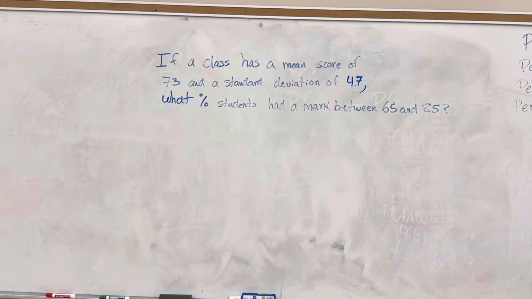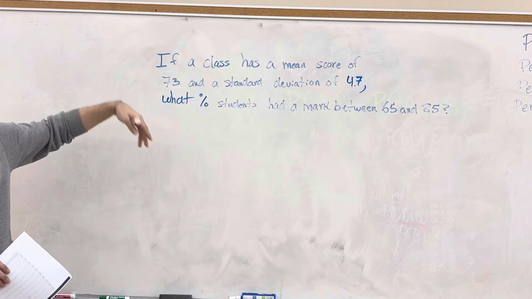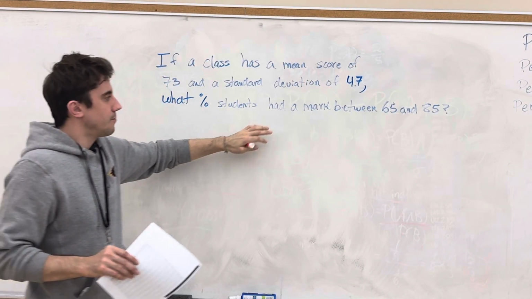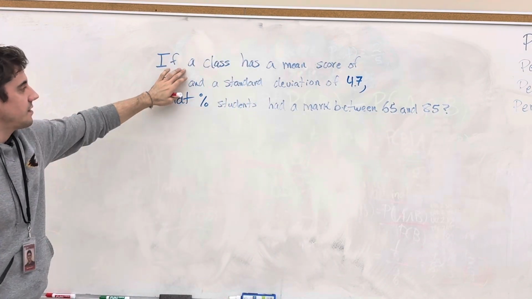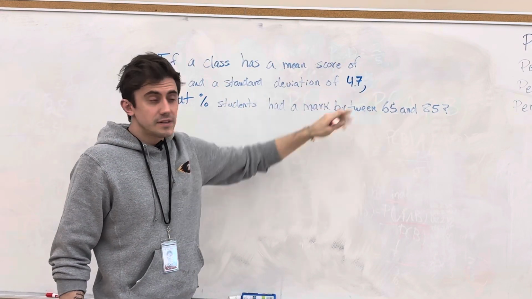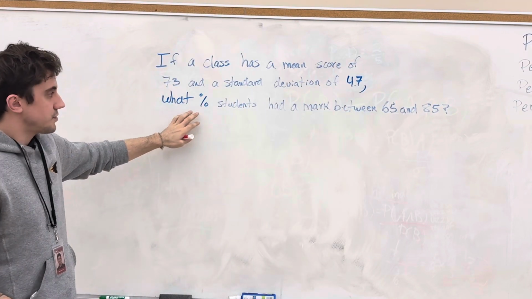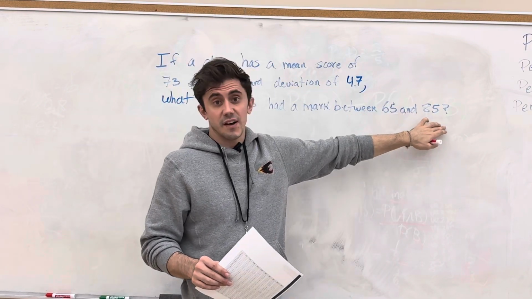Good afternoon, everybody. So we're going to do an example where we're going to use the mean, the standard deviation, and z-scores to figure out what percent of students in some class have marks between these two values. Okay, so we're told that this class has a mean of 73 and a standard deviation of 4.7, and we're asked to find what percent of students have a mark between two values, namely between 65 and 85, right?